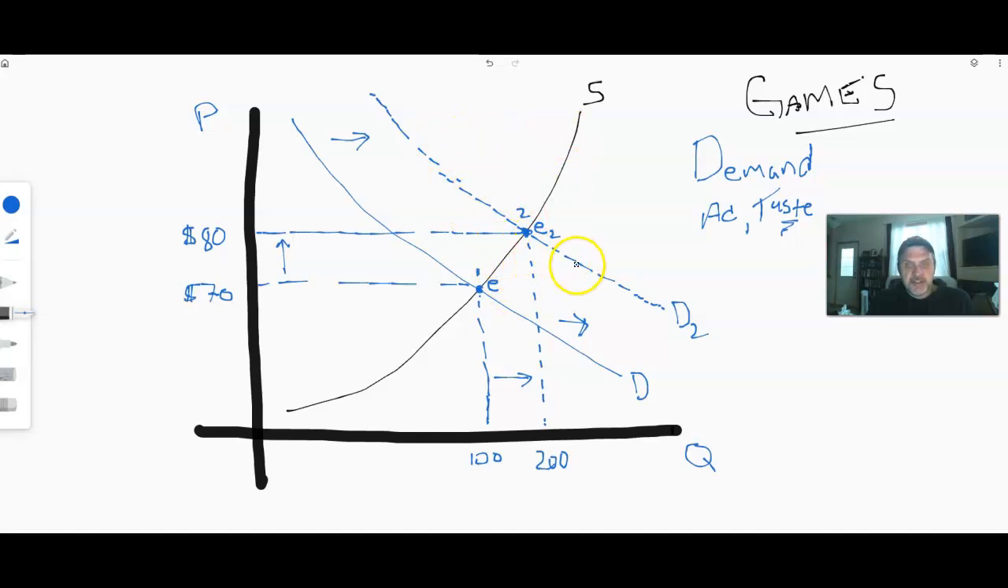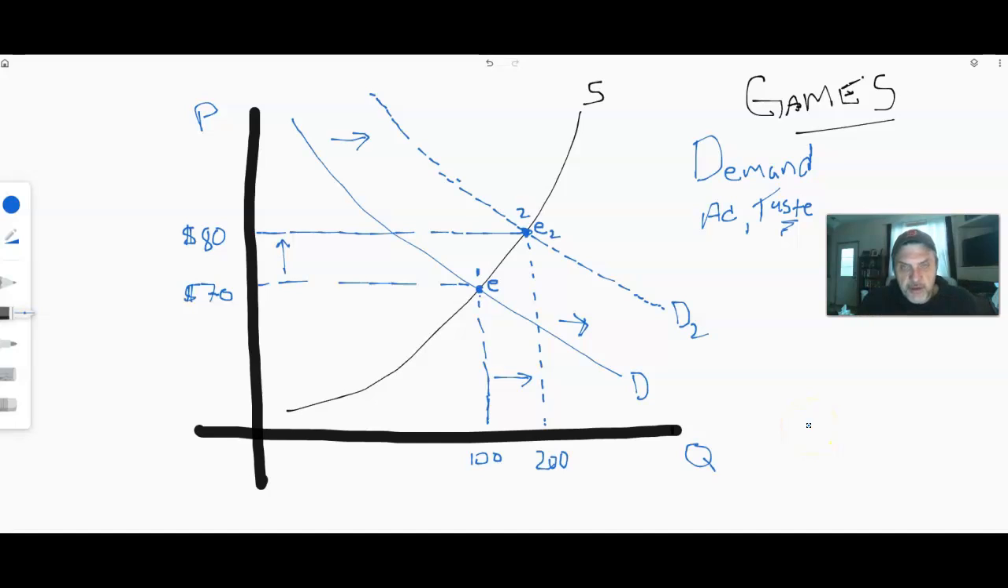As demand is increasing, on the consumer side, they're buying more games. That's putting pressure on the price. And as the price goes up, we saw the price go up, the quantity supplied is going to be increasing. Okay, now that's basically it.